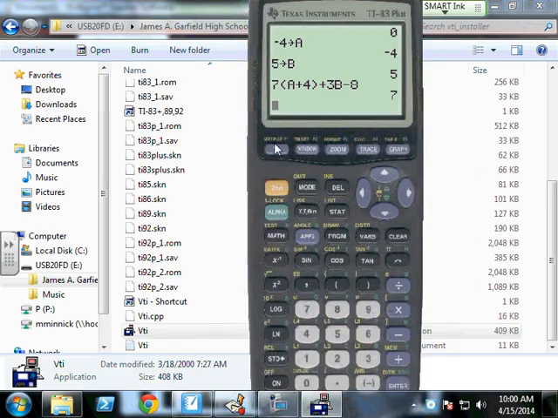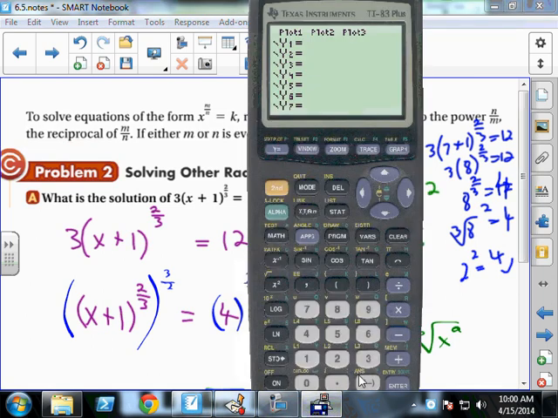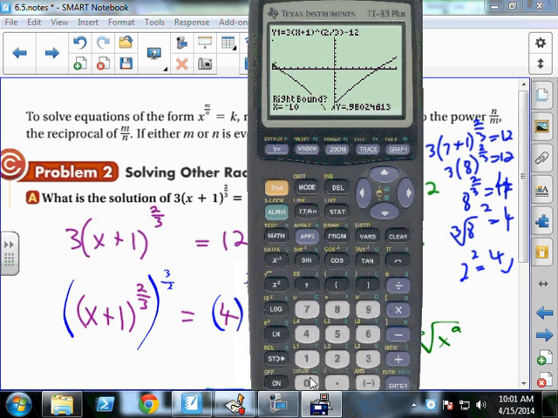So on my TI-83, if I go to graph, let's see, it was 3 times the quantity x plus 1, the quantity to the 2/3 power. I've got to be real careful how I enter that power here. And then minus 12, and then I'm going to graph that. Whoa! I go second trace. I want to calculate a 0, choosing a left bound of -10 and a right bound of 0.